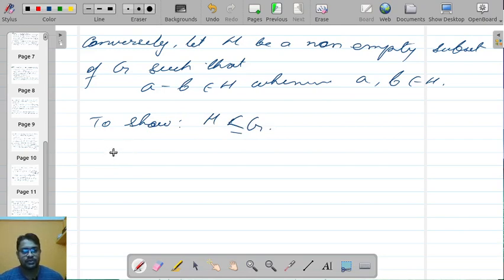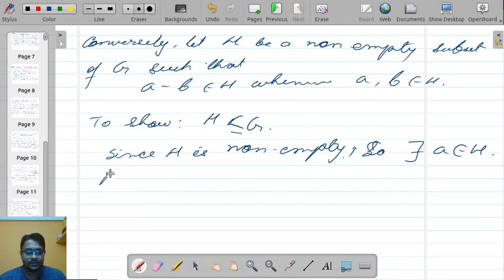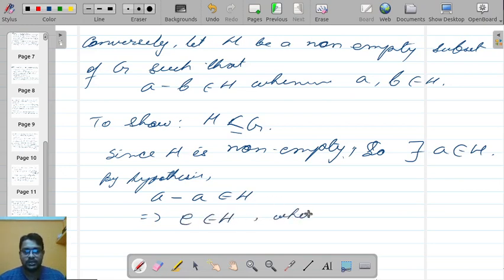First of all, since H is non-empty, there exists an element A inside H. So by hypothesis, A minus A belongs to H. But what is A minus A? A minus A is E. This E belongs to H, where E is the identity in G.